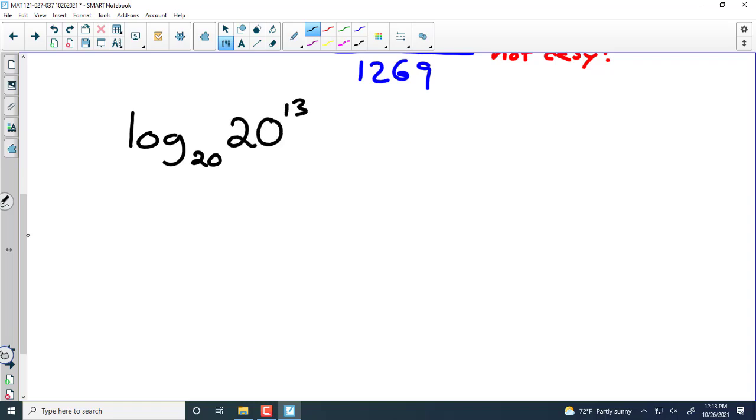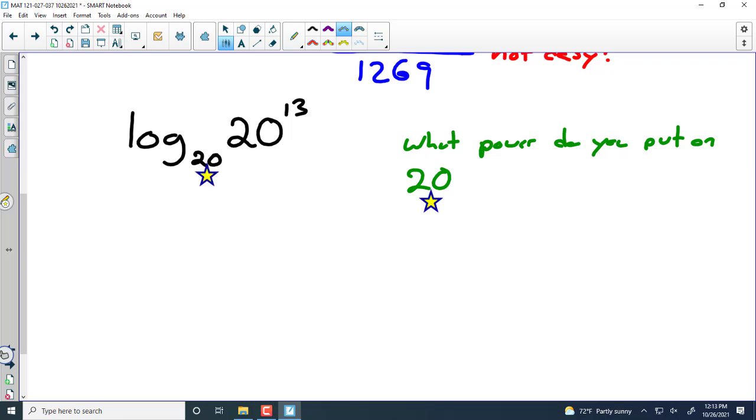Pay close attention to the question I asked you. Does anyone off the top of their head know what 20 to the 13th power is? I don't either. Okay. I don't know what it is. But let's think about the question this is asking. This is asking, what power do you put on 20 to get 20 to the 13th power?